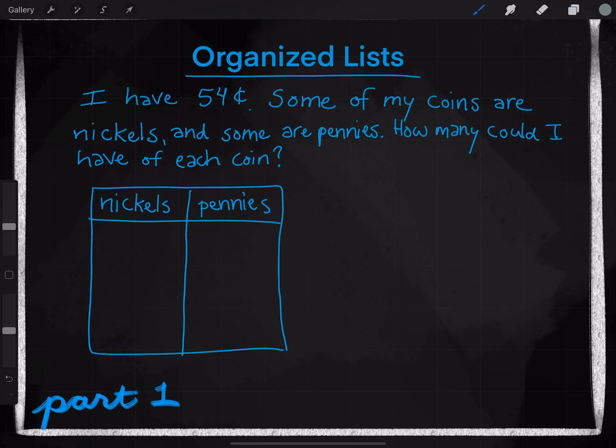So I have 54 cents. Some of my coins are nickels and some are pennies. So how many could I have of each coin? In other words, some of the coins to make 54 cents will be nickels and some are pennies. There's some different ways you could do that, depending on how many pennies you have versus nickels.